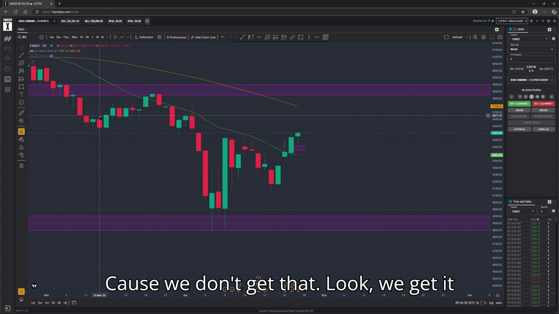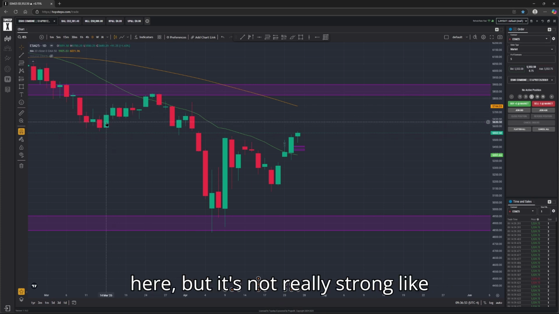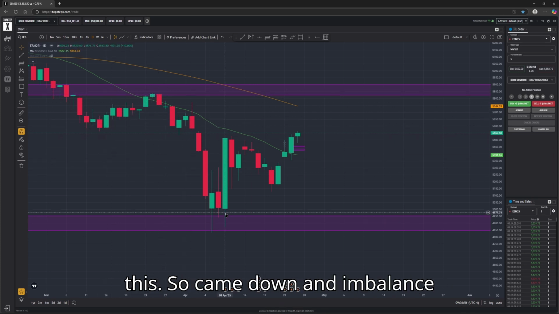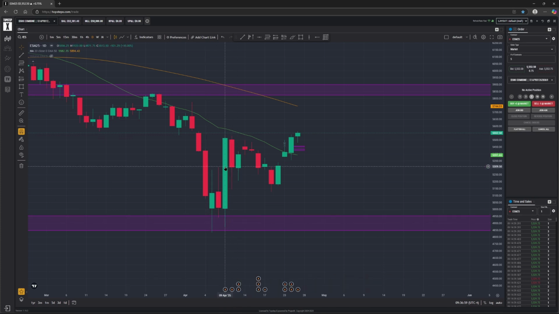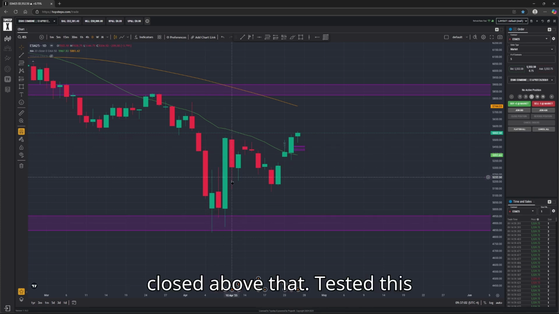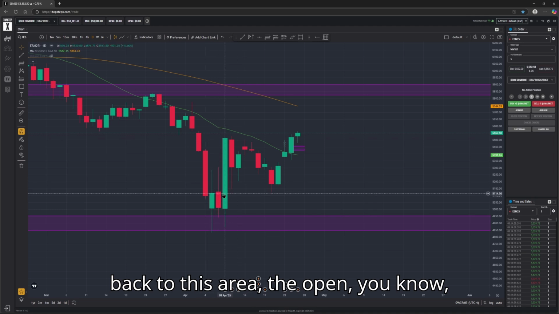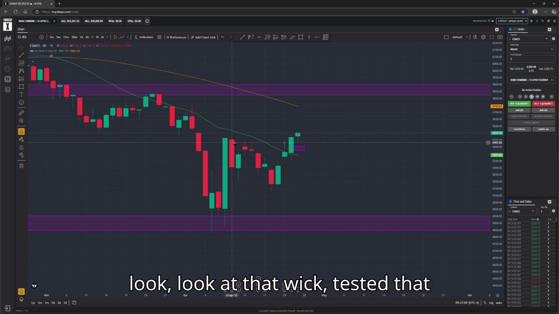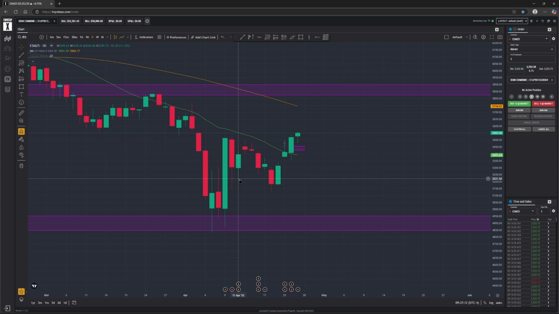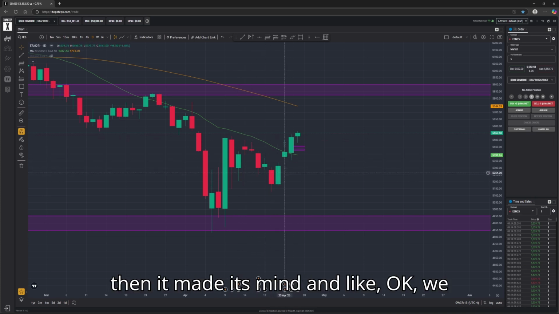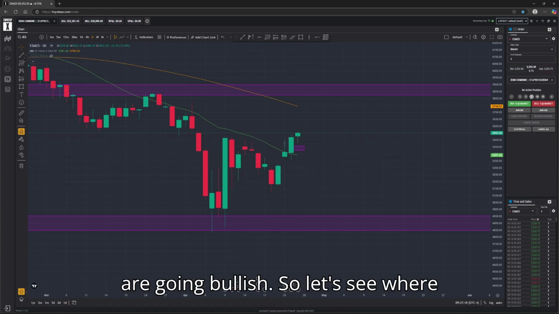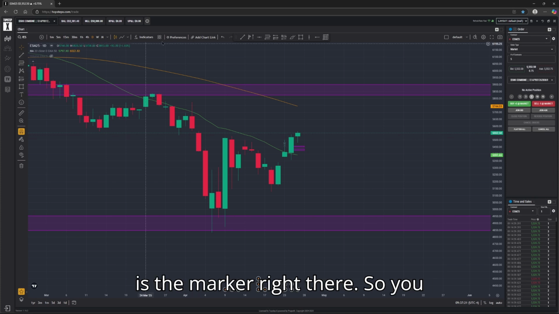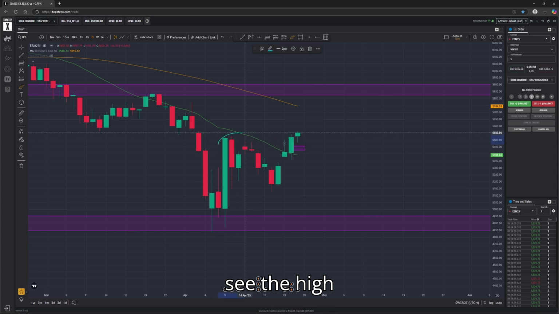Because we don't get that. And look, we get it here, but it's not really strong like this. So it came down to an imbalance, closed above that, tested this back to this area, the open. Look at that wick, tested that, and it's kind of consolidating here, and then it made its mind up, like, okay, we are going bullish. So let's see, where is the marker? Right there. So you see the high there.